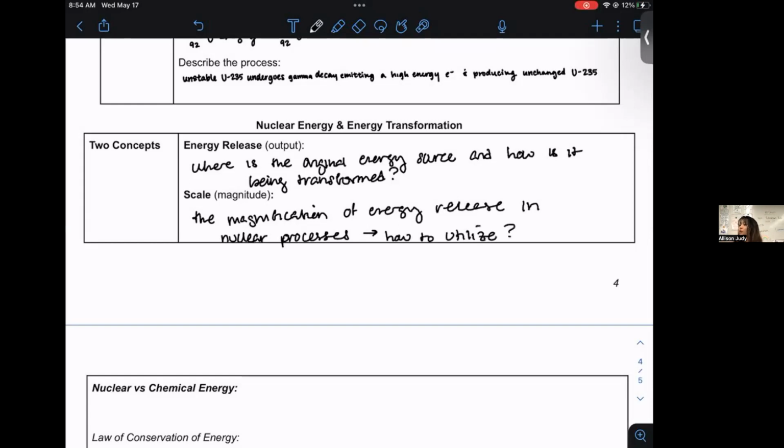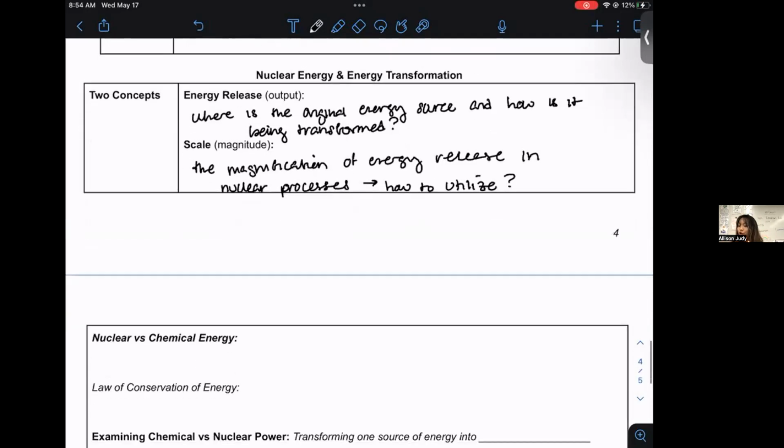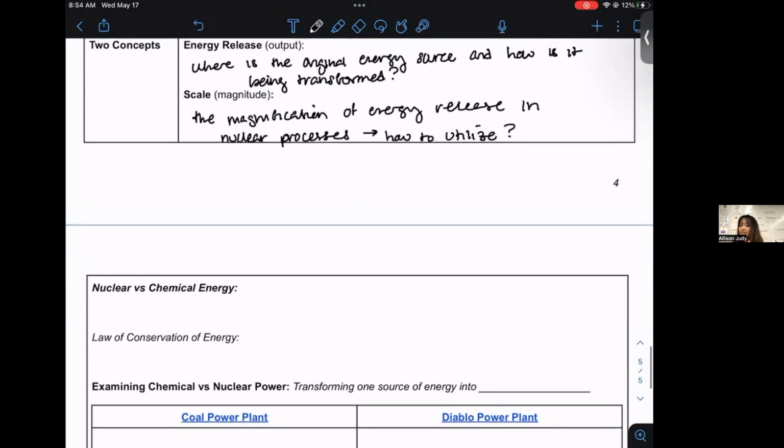Right? That kind of is the ultimate question that we get into. So, one thing that you should know, that's really obvious, is that when you think about nuclear versus chemical energy, nuclear energy is exponentially greater than chemical energy.